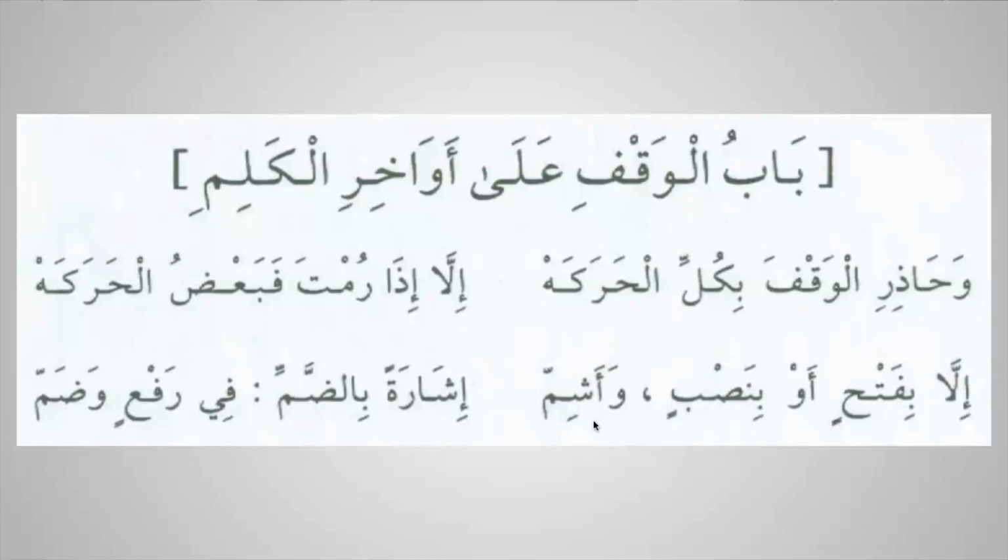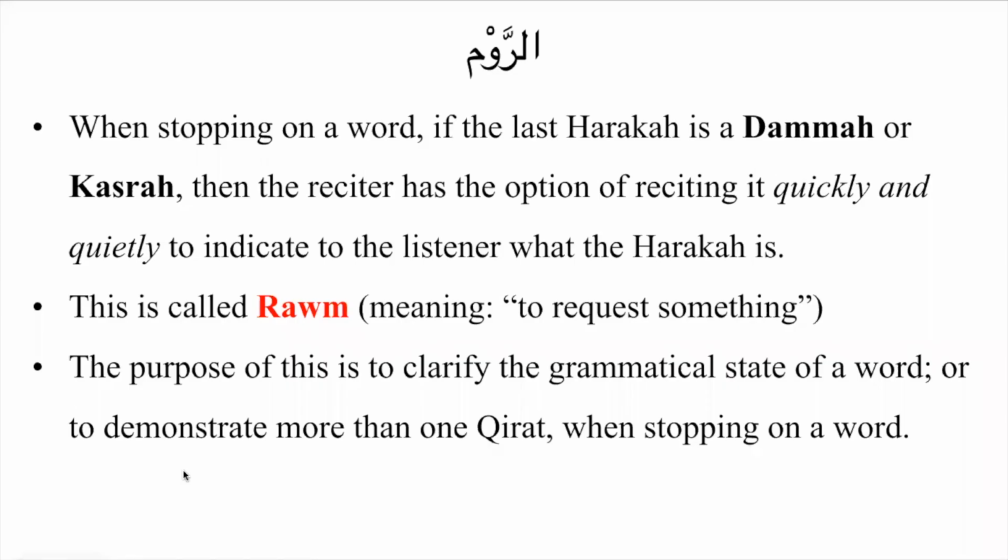And then he says, وَأَشِمْ إِشَارَةً بِالضَّمِّ. There is another option other than rawm, which is to do ishmam, ashim isharatan, give it the signal of a dhamma with your lips, make the symbol or the shape of dhamma with your lips, fi raf'in wa dhamm, in the case that the word you are stopping on is either marfu' or it just has a dhamma on it because it's mabni. So let's look at both of these in more detail.